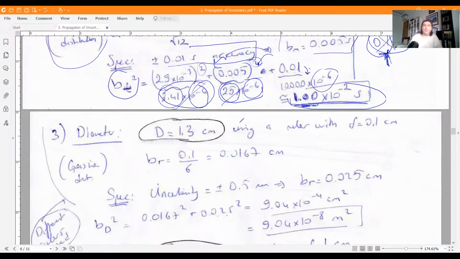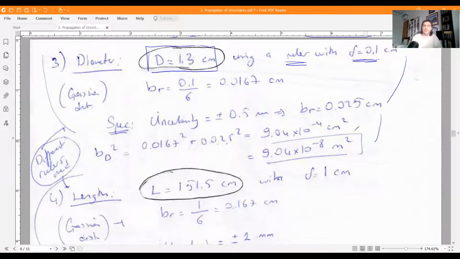So let's continue. We measure the diameter of the tube or the pipe in which water is flowing, and we use a ruler with 0.1 centimeter resolution, and these are the uncertainty calculations. Like most of the previous cases, the contribution of resolution to uncertainty is higher compared to the manufacturing error.